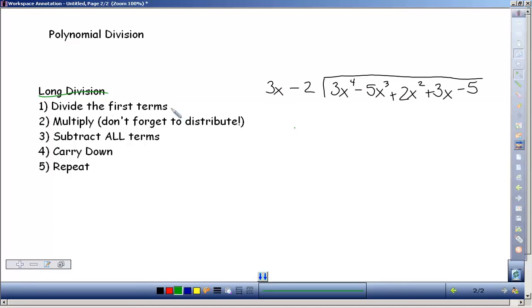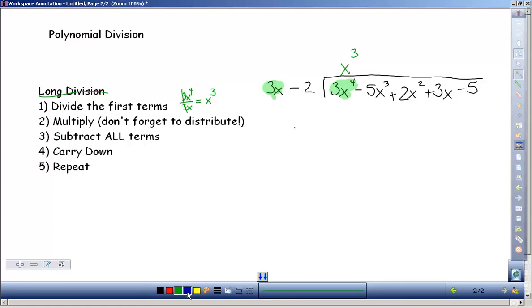For a polynomial, we're going to do the first term. So I'm basically ignoring the rest of the polynomial for the moment, and I'm just going to divide the first term. So I need to take 3x to the fourth and divide it by 3x. It looks like the 3's cancel out, and x to the fourth divided by x: 4 minus 1 is 3. So that's going to be x cubed. So divide the first terms, and just like when we were doing numbers, I'm going to write it up top.